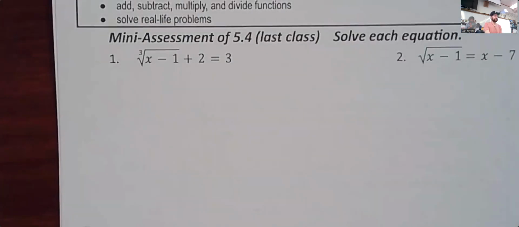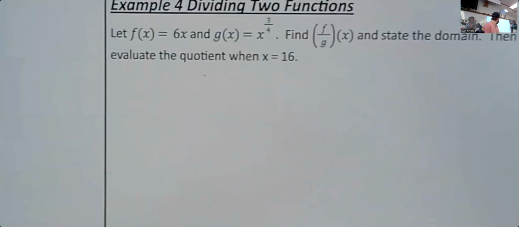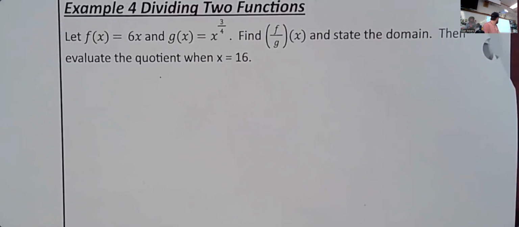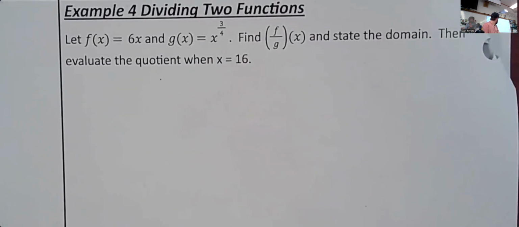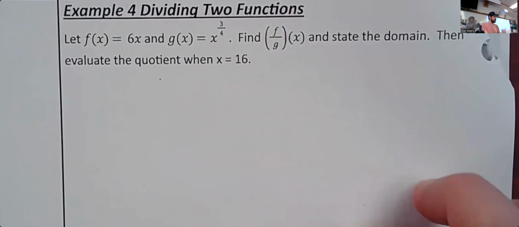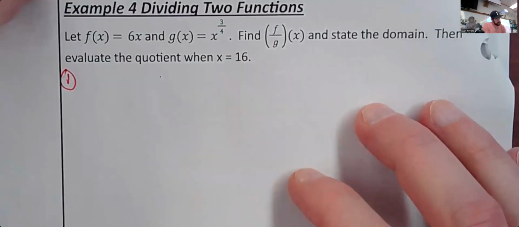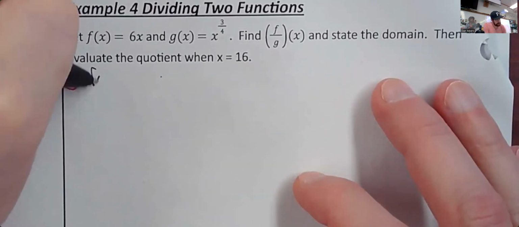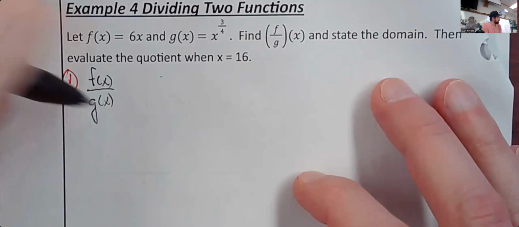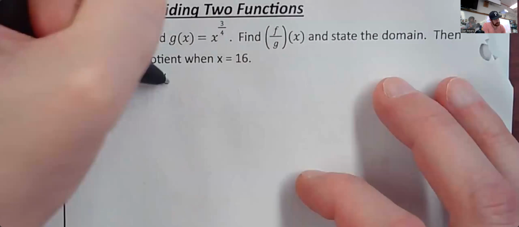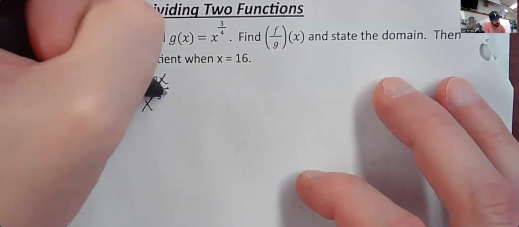All right, flip it over. Here we go. Division. So now we are taking a look here at 6x is f of x, g of x is x to the 3/4 power. Now we're going to be dividing f by g of x. So part one, we're going to do the domain. We'll plug in for when x is 16 as well. Step one, we're going to take f of x, and we're going to divide that by g of x. So that's going to end up being 6x divided by x to the 3/4 power.